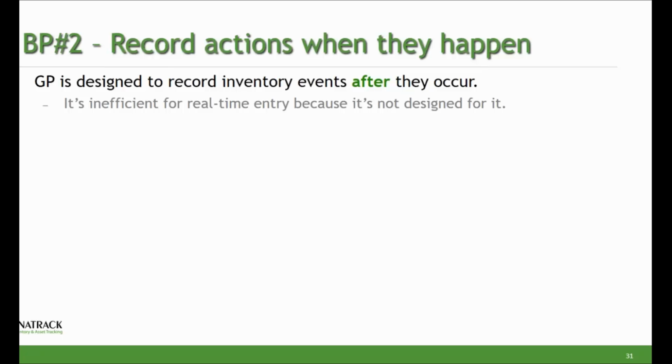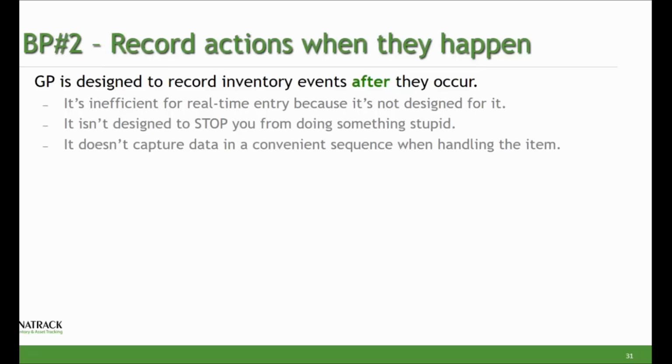And the path by which you go through it is only really considered for after you know all the information. It's not designed to capture something as you're performing the real-time movement of that inventory or asset. And it's not designed to stop you from doing something stupid, because it's just going to take everything that you're saying as you do it. It doesn't capture data in a convenient sequence when you're handling the item, so it doesn't consider the fact you might be standing over a pallet of something and that you've only got one hand in order to capture this piece of information.